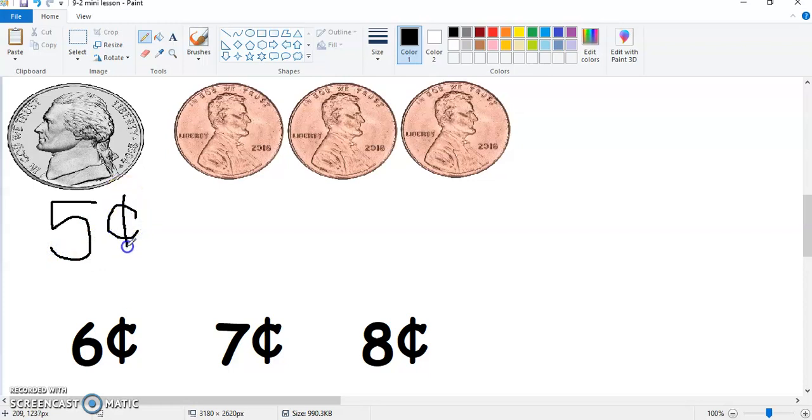And then we're going to count on by 1s because the penny is worth 1 cent. So if we added 1 penny, then we would have 6 cents. We would count on 6. We would keep going. What comes after 6? 7. We would count on, what comes after 7? 8.